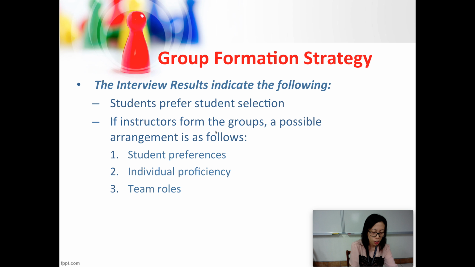They also prefer heterogeneous mixture methods for the individual proficiency and team roles. They also mentioned that they would prefer a heterogeneous mixture method for whatever student parameters or characteristics that the instructor would include in the group formation strategy.